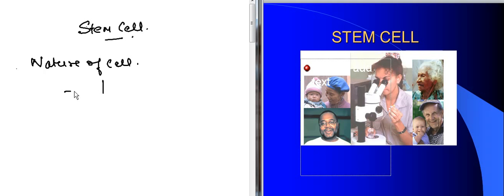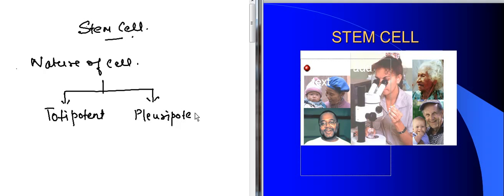There are two types of nature cells have, called totipotent and pluripotent. Totipotent is totally different from pluripotent. Totipotent nature is found in plant cells and pluripotent nature is found in animal cells. So first we will discuss what is totipotent and what is pluripotent.